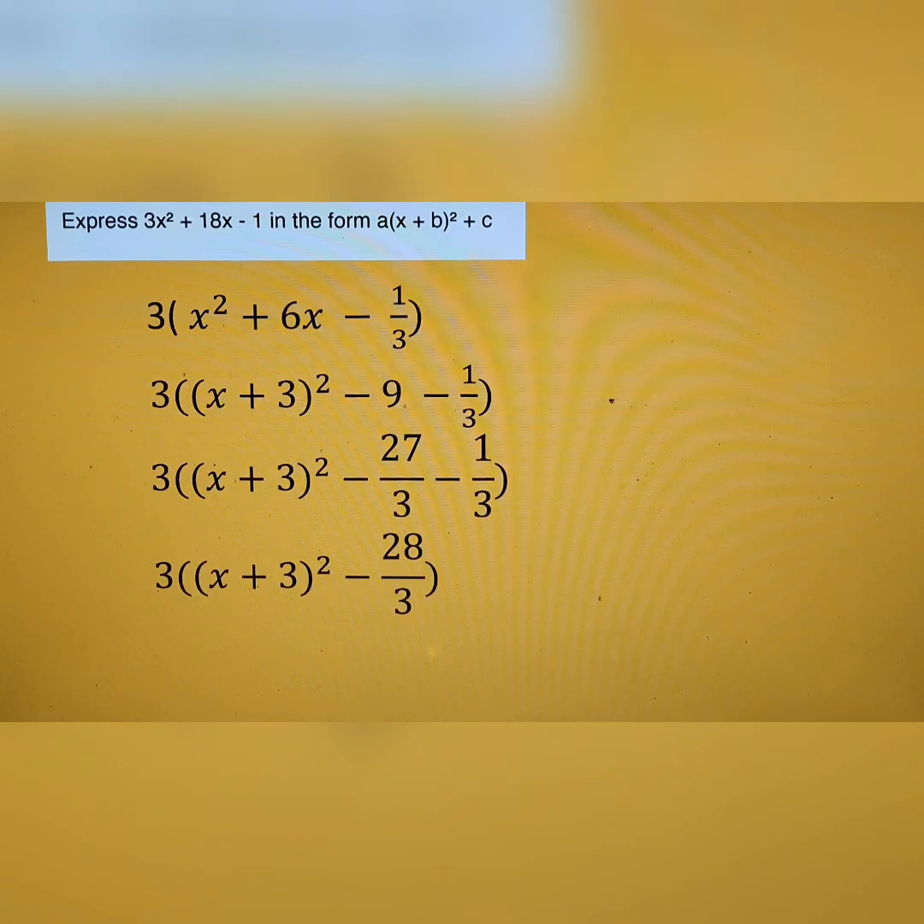So I'm looking at x plus 3 squared minus 28 over 3 as my completed square with the 3 outside the bracket. We divided everything by 3, and then if you wanted to find the turning point, it would be minus 3, minus 28 over 3.